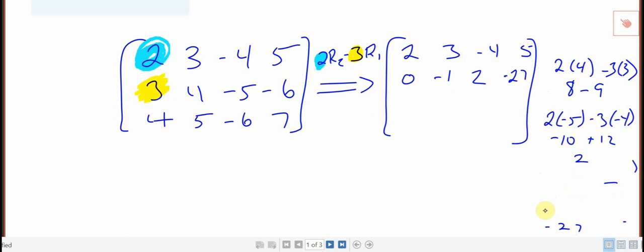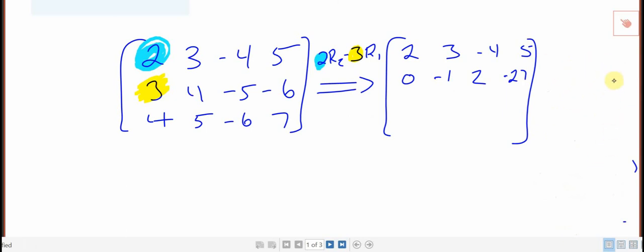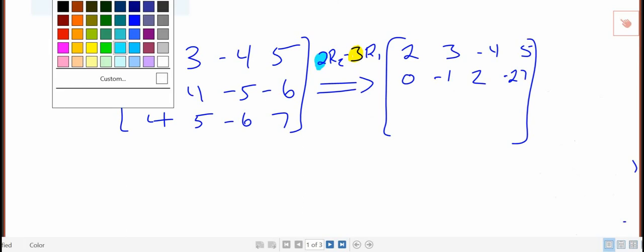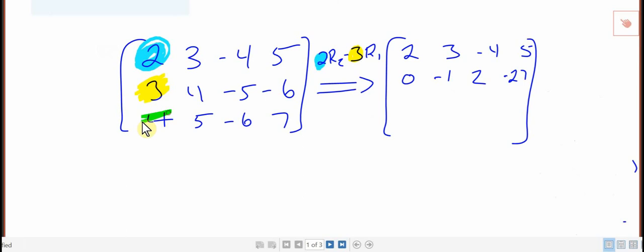And now I'm going to do the same thing with the next row. Now I never do more than 2 operations at a time, because if I do, I wind up getting a little bit confused and do something wrong. So now I want to get a 0 in this spot where the 4 is. So how do I do that? I'm going to do that with row 1 again. I'm going to take 4 times row 1 minus 2 times row 3.